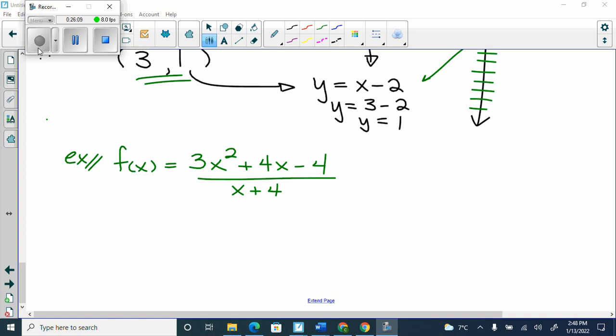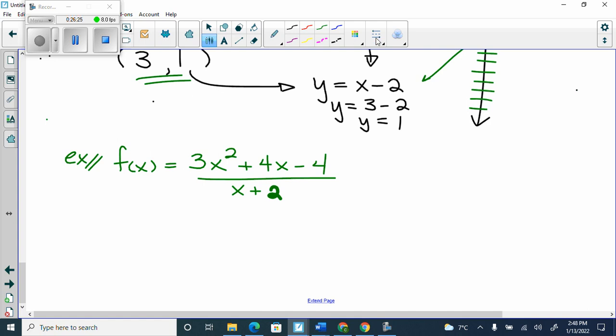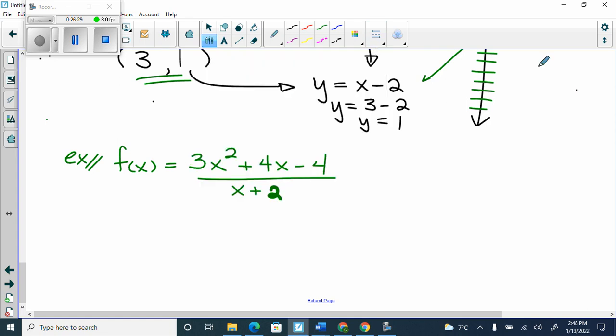It doesn't work. I don't think the textbook question works. It just needs to be x plus 2. Yeah, that's more like when you get slant asymptotes and stuff like that. But that's calculus, not here.